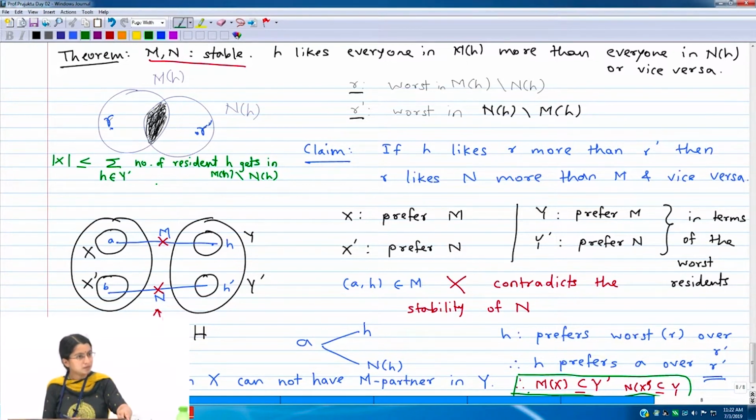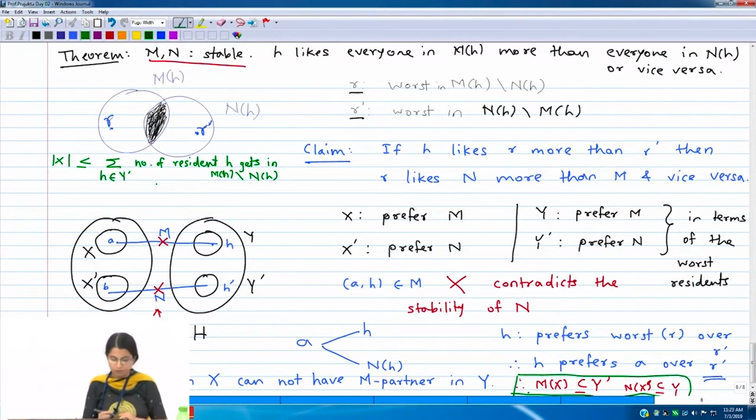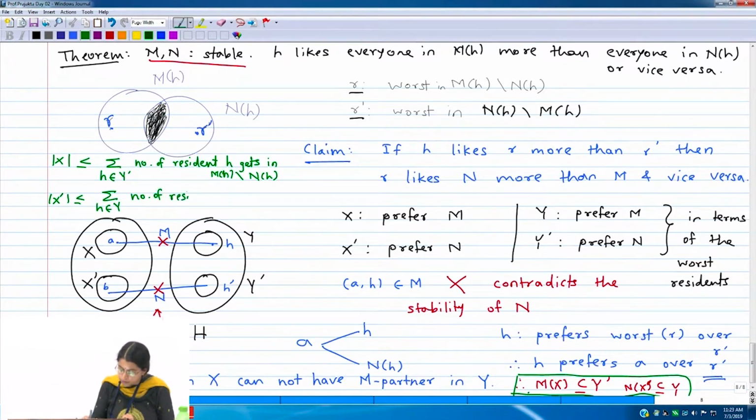Right? And let me also write down the other symmetric statement, that the size of x prime is less than or equal to, when we sum over the hospitals in y, the number of residents h gets in N, that is, nh minus mh.